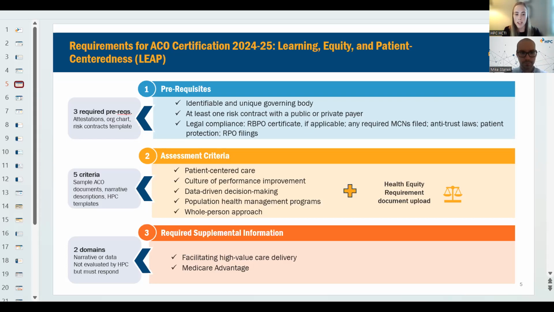But before we head there, I did want to note that, as Mike mentioned before, we refer to the certification requirements as the LEAP standards, which really aim to encourage ACOs to pursue evidence-based and data-driven strategies to improve care delivery. You'll notice a theme throughout the application, especially as I review the assessment criteria, where we ask ACOs to both describe the information or data that they're collecting, and then how they're actually using that information to advance the goals in the learning, equity, and patient-centeredness standards.